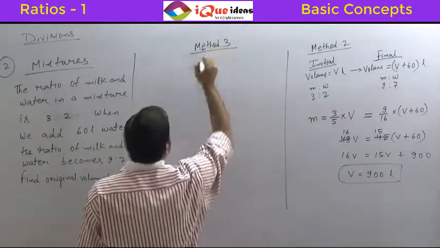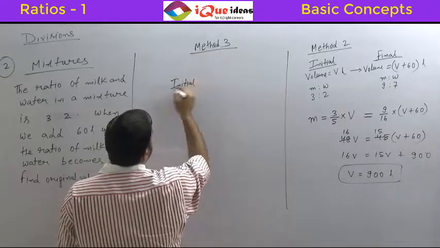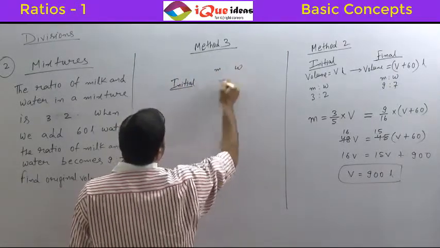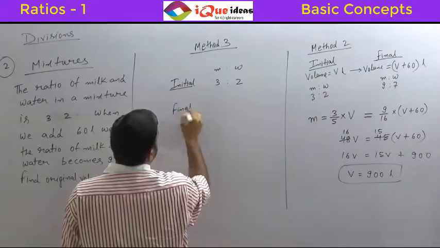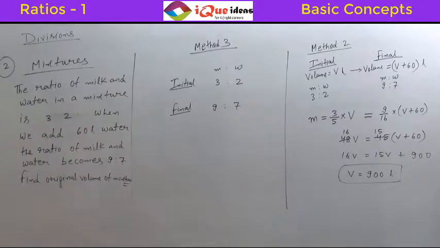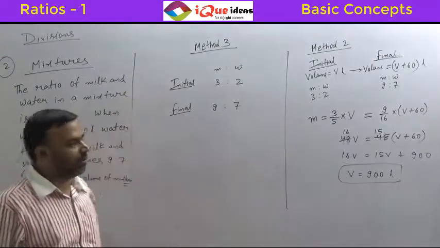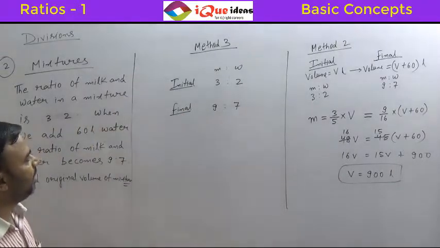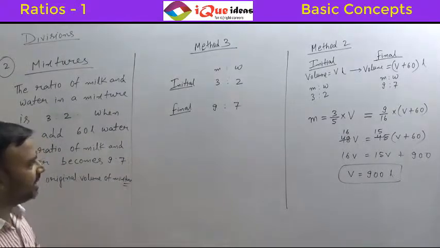Let's see. What is the initial situation? Initial milk to water is 3:2. Final milk to water is 9:7. Okay. Now whatever method we do here is also going to lead us to one of the next topics. Okay. Now see, we know that only water has been added. The milk quantity should remain the same.